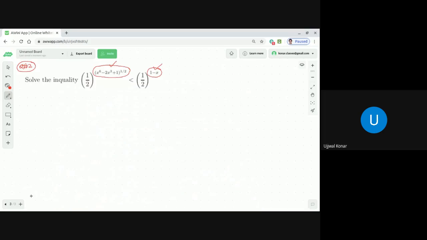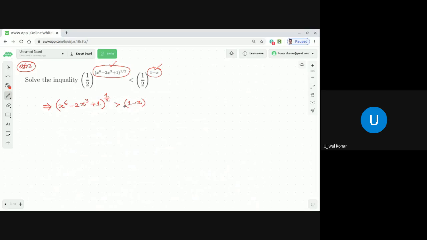So if we apply, then what are we going to get? So this implies that x power 6 minus 2x cube plus 1, power 1 by 2, is greater than 1 minus 6. Correct or not?